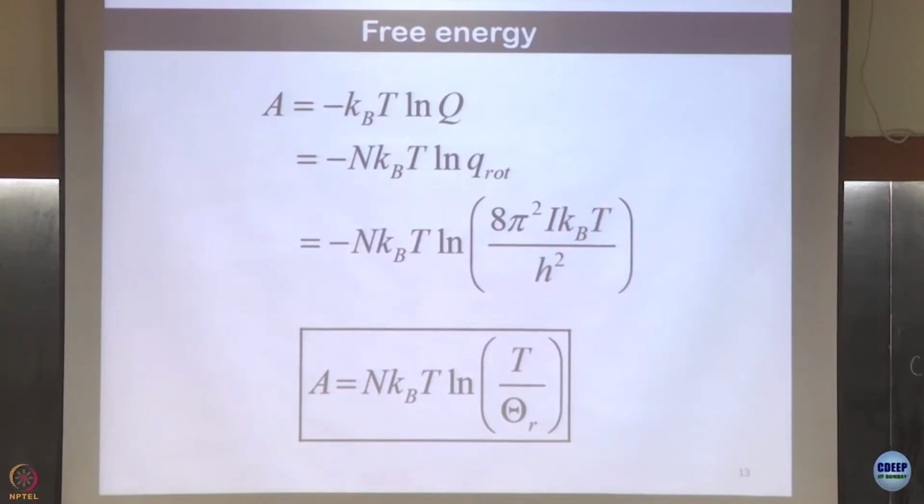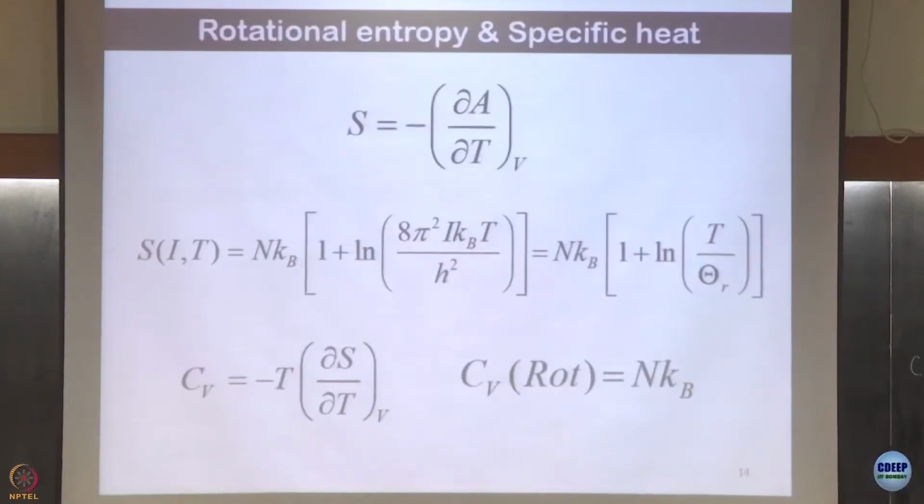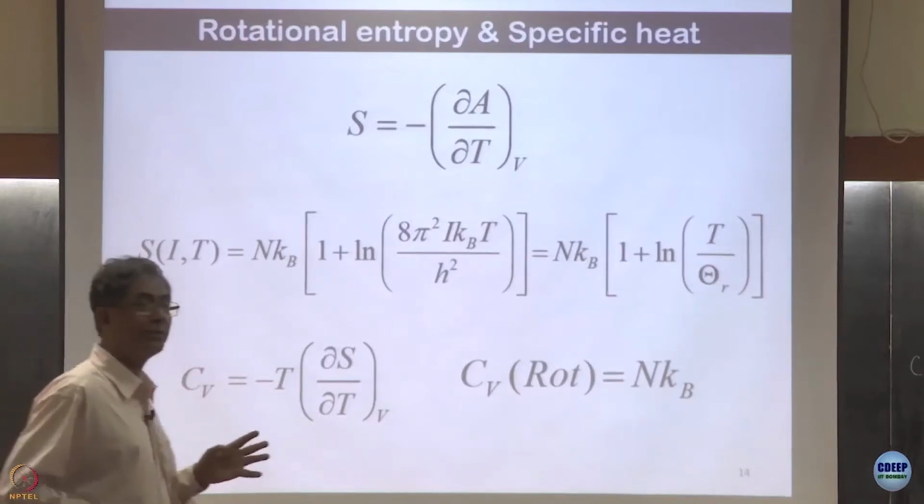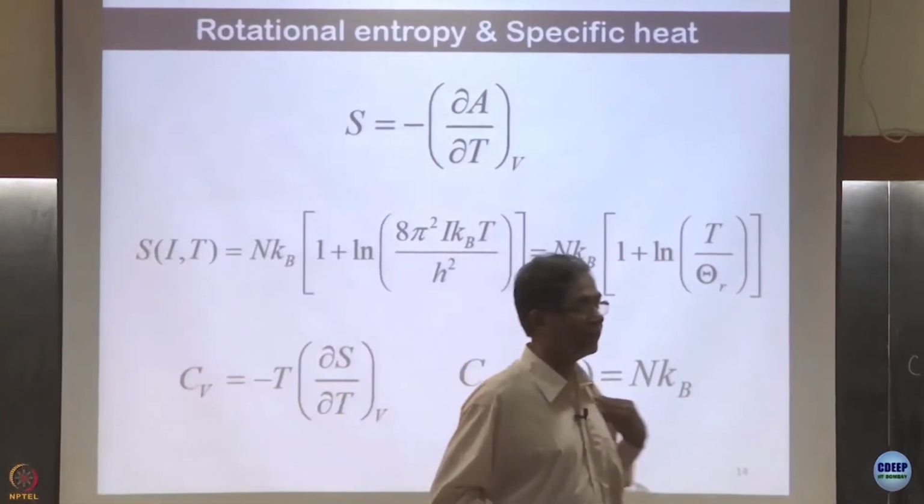and then I use my theta r again. So, I have this neat expression of free energy, n kBT ln T by theta r. Okay, remember that. Now, I play the game again. I find what is the rotational entropy. That is a term that turned out to be extremely important in modern days. What is the rotational entropy?